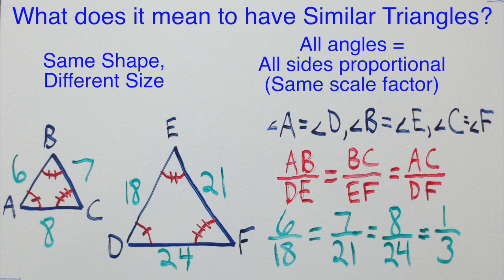So if you have similar triangles, they would have 3 pairs of angles that are equal and 3 pairs of sides that are proportional. But in order to prove that you have similar triangles, you don't actually have to prove all 6 of those things. It turns out that it just takes 2 or 3 things to prove that you have similar triangles.